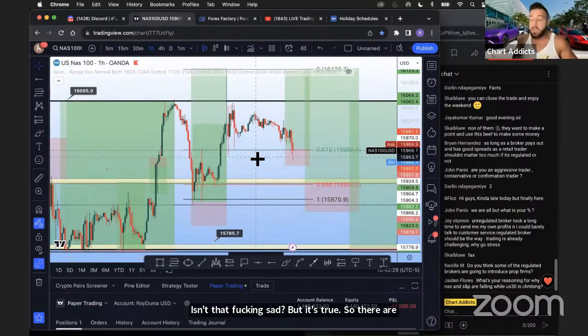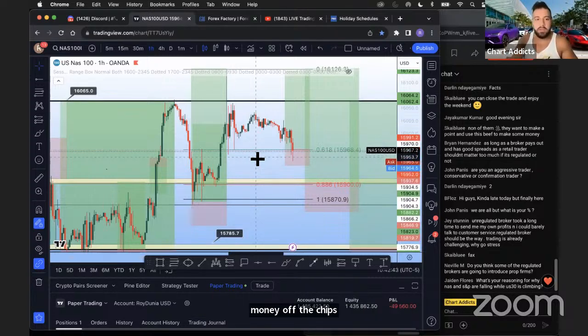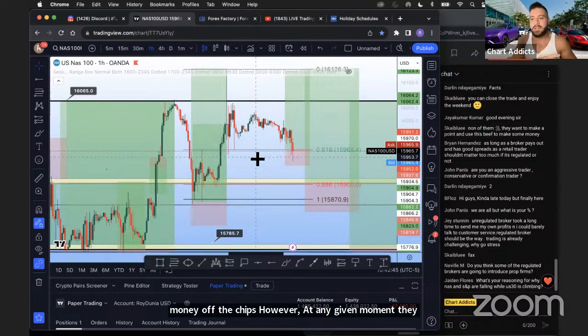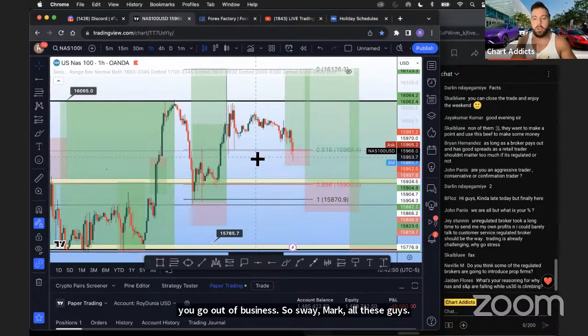The regulated brokers want nothing to do with it because the regulated broker space is the hardest industry to stay in, because you're a middleman making money. You're the house in the poker game, constantly making money off the chips. However, at any given moment, they audit you and you go out of business. So Swaymark, all these guys, at any given moment, if they go under, your money is gone.